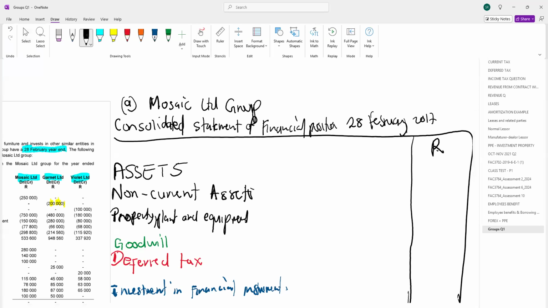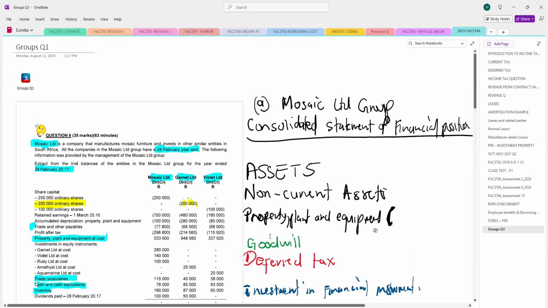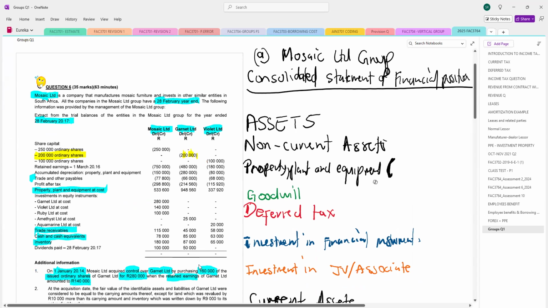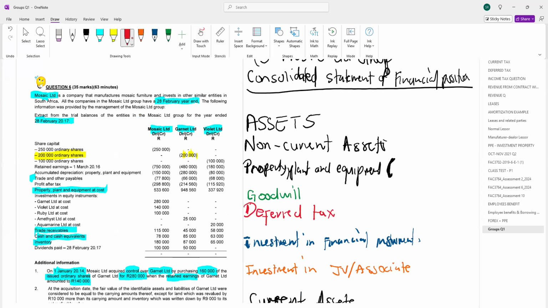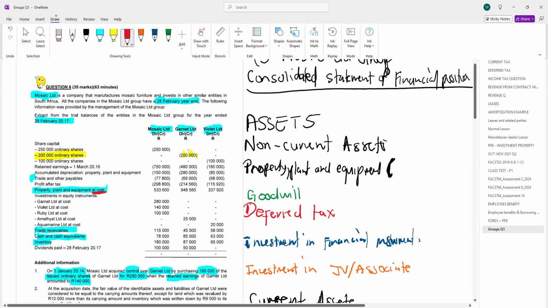Sometimes they'll refer to that as step 3, but likewise, it's still the same, okay? You are adding items that are the same. All right. So, property, plant, and equipment, that's where I'm starting. Now, guys, please take note of this. PPE is always accounted for at carrying amounts. So, we have a problem here. I'm being given PPE at cost. So, that cannot be right.